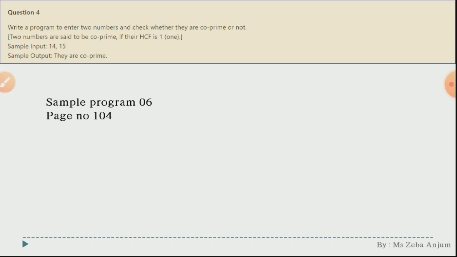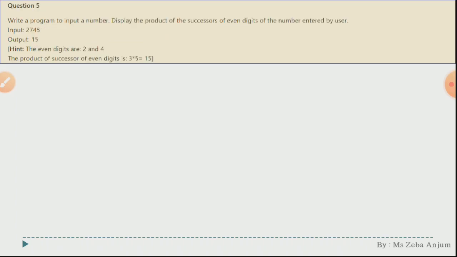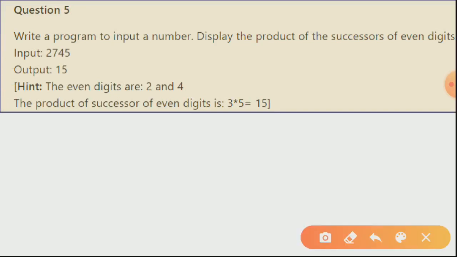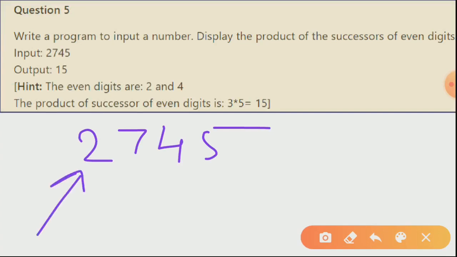Now moving forward with your question number 5: write a program to input a number. Display the product of the successors of the even digits of the number entered by the user. Now please try to understand what is being said in the question. See the input over here; an example is being given. 2745 is an example. Now try to find out what the even digits are: this 2 as well as this 4. Yes, only 2 are the even digits.